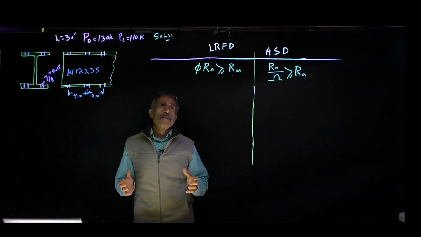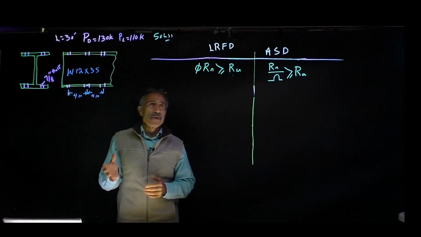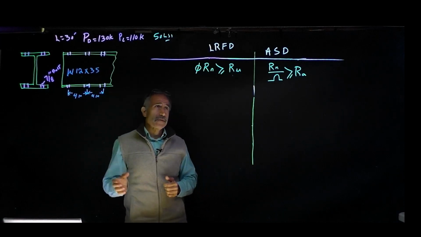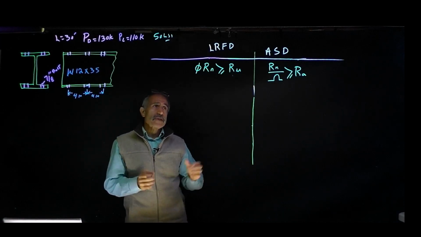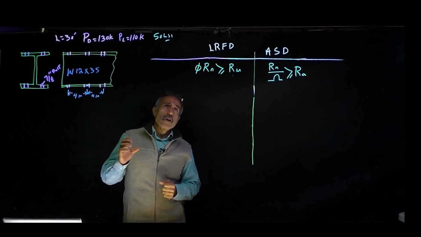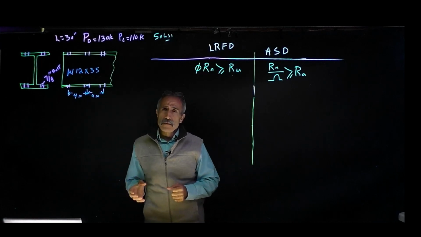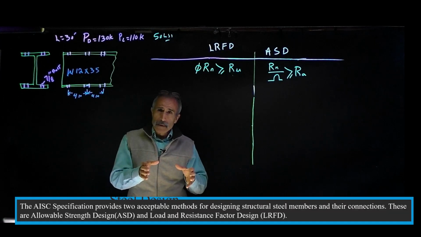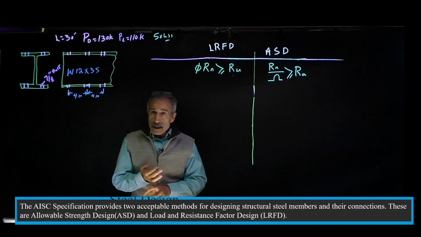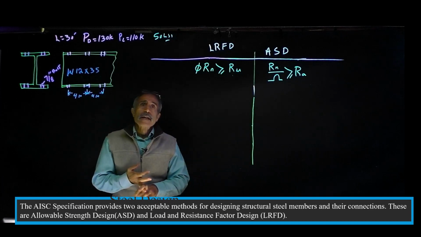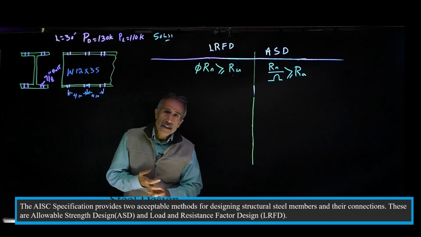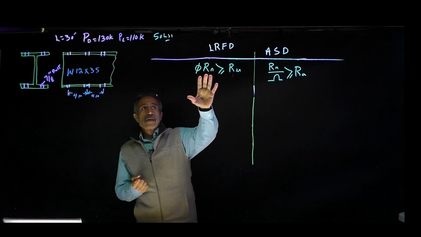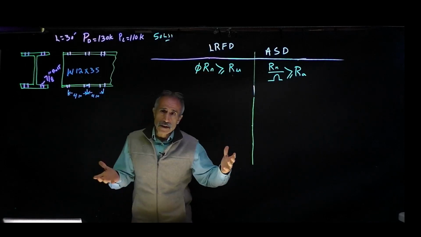Hello and welcome back. What I want to talk about is what are ASD and LRFD. The allowable stress design and load and resistance factor design are two different methods that we use to design structural members. In steel design and timber design, both are used, but in concrete and bridge design, they only use load and resistance factor design. So what are they?